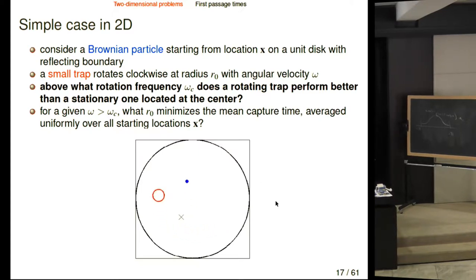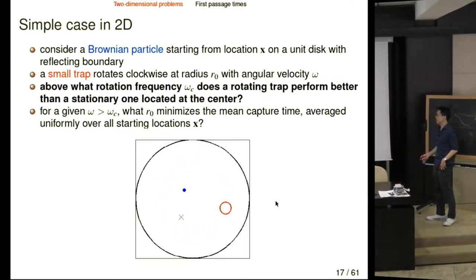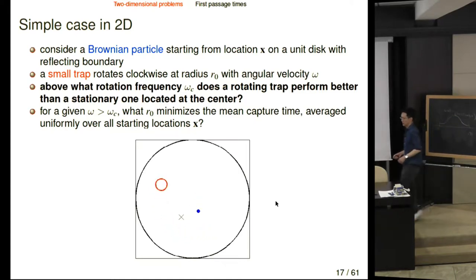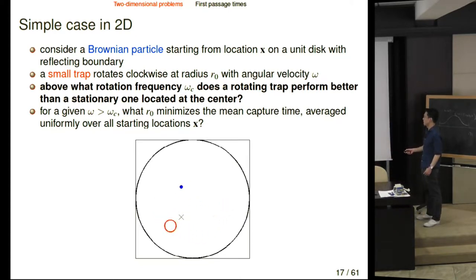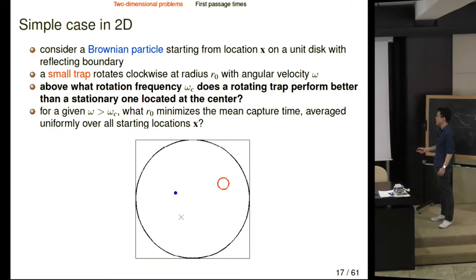It's this problem here. You have a Brownian particle and a concentrically rotating trap. The key is that it's concentric, and it's rotating at some frequency omega, at a distance r naught away from the origin. You ask two questions: one, what is the critical rotation frequency above which a rotating trap performs better than one that stays at the center? And for a frequency larger than that, what is the optimal rotation radius that minimizes the first capture time, averaging over all starting locations?